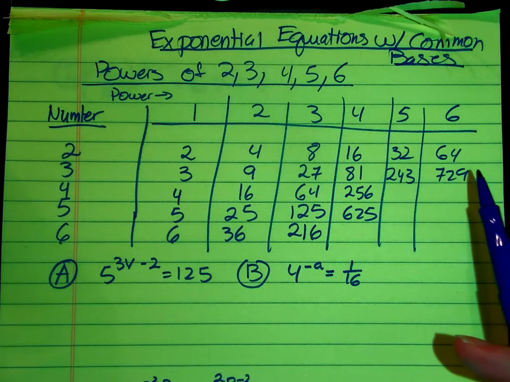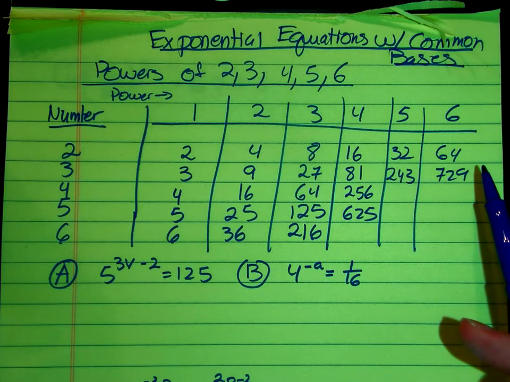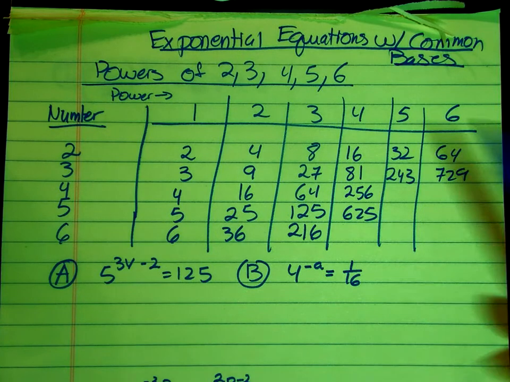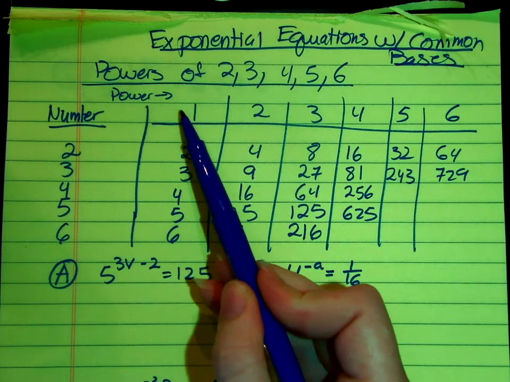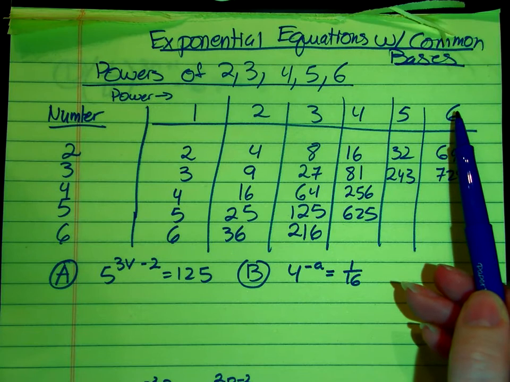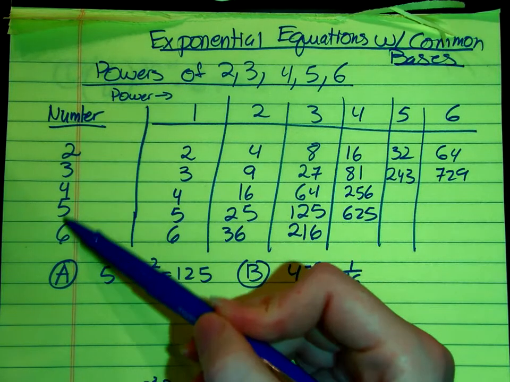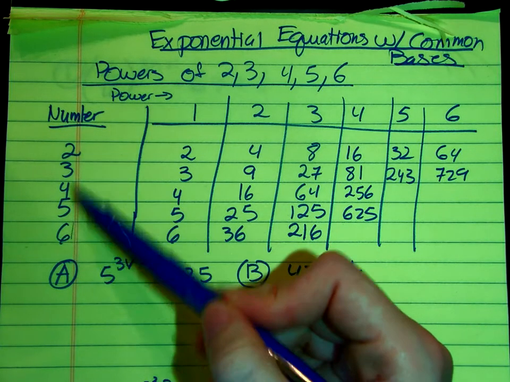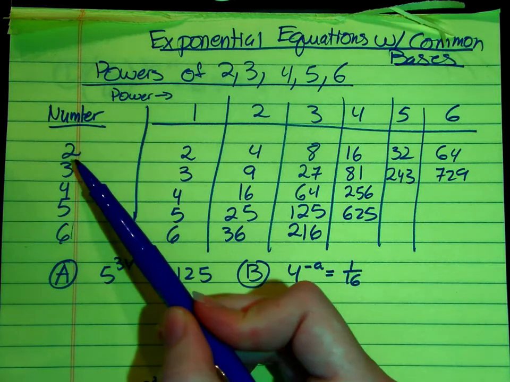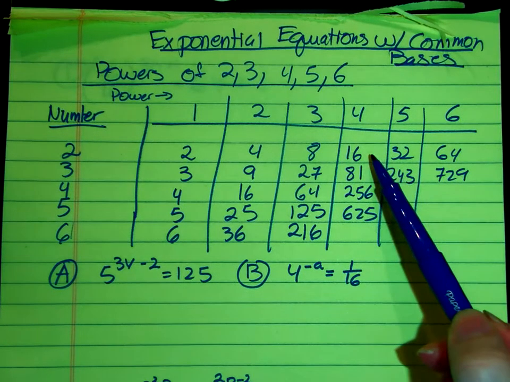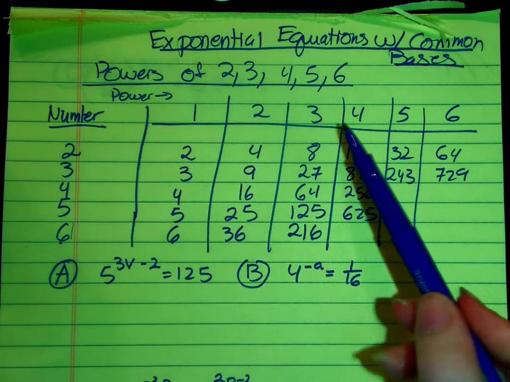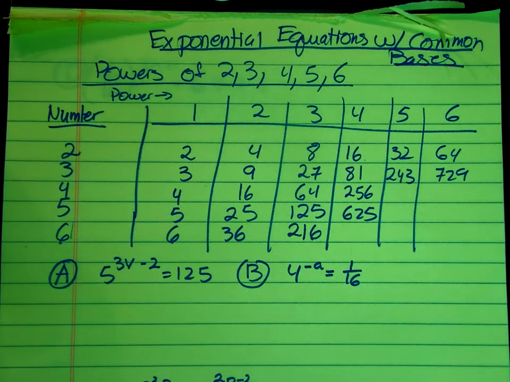You can go ahead and write it on a separate sheet of paper though, if that's going to be easier than looking at the Google Doc. The way that you read this is the top numbers tell you the power that you're taking the number to, and then the side numbers tell you the number that you're taking. So for example, 2 to the 4th power gives me 16. 5 to the 3rd power gives me 125.